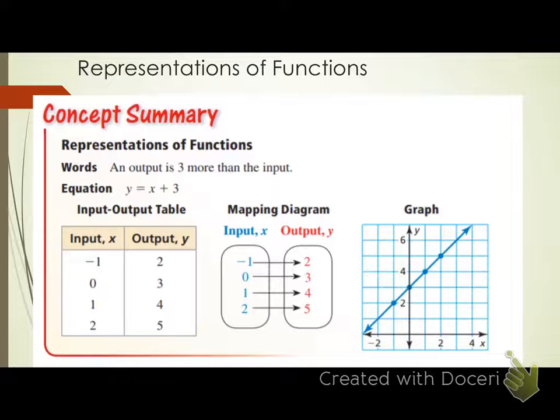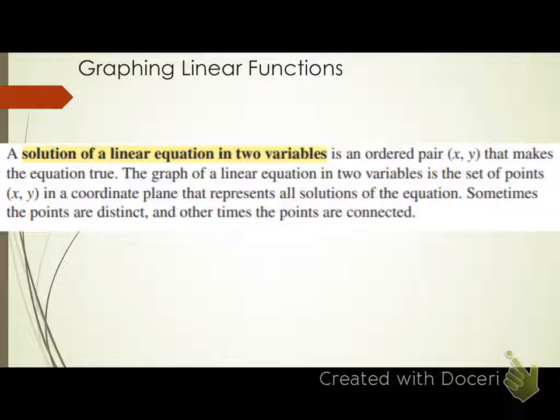Okay, moving on. A solution of a linear equation in 2 variables is what we call an ordered pair. You guys have heard of an ordered pair before, correct? An ordered pair, x comma y, that makes the equation true. So for an ordered pair to be a solution to an equation, I have to be able to plug both the x value and the y value in, and it has to make the equation true. That's what it means for it to be a solution of that equation.